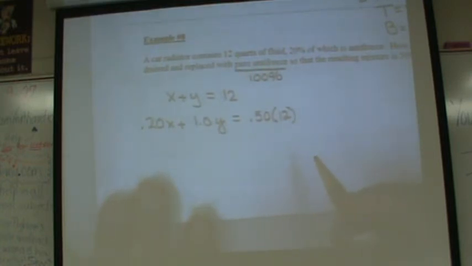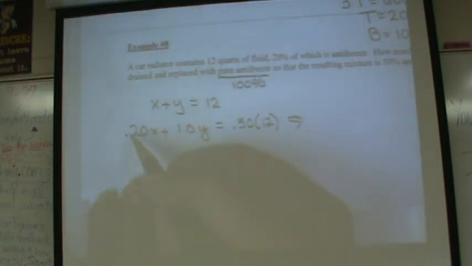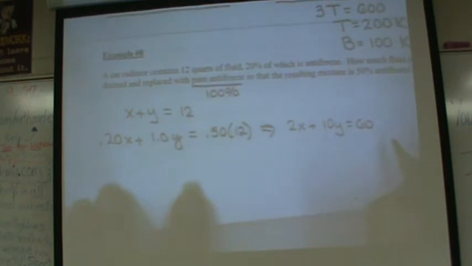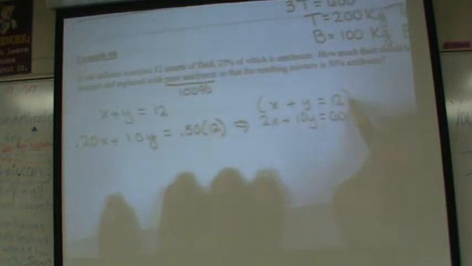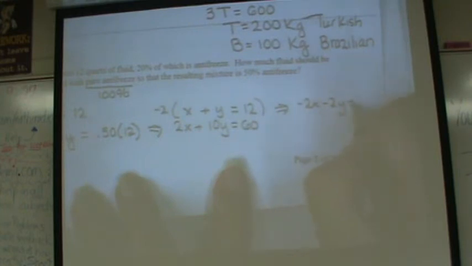Some of you guys will use substitution. I like to get rid of decimals. Me personally, I would get rid of all these decimals here. I'd move this over 1, and this over 1. I would make this 2x plus 10y equals, and then I would do 5 times 12, which is 60. And then this is x plus y equals 12. Then I would multiply this by negative 2. So this is negative 2x minus 2y equals negative 24.